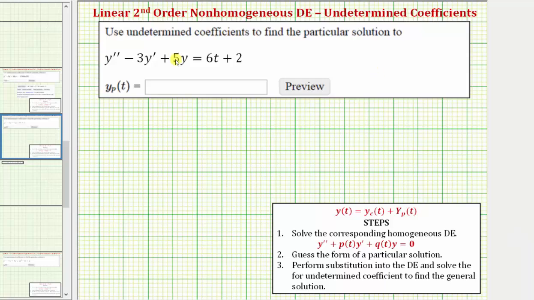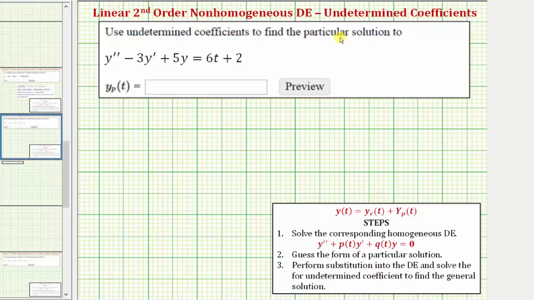In this question, we're asked to use undetermined coefficients to find a particular solution to the given differential equation, where the particular solution is the function y sub p of t. Even though this question only asks for a particular solution, we'll actually go ahead and find the general solution using the method of undetermined coefficients.